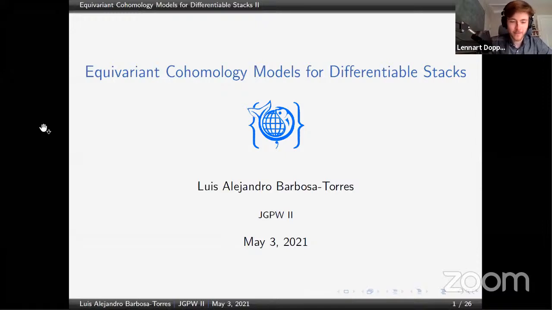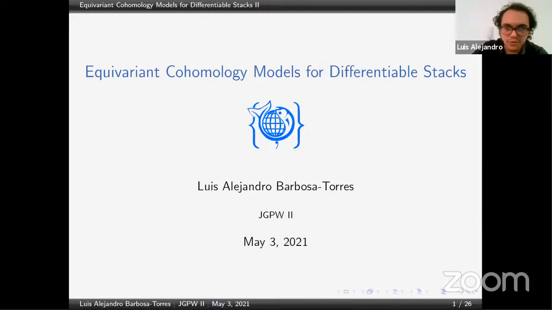spent organizing this. But now, without further ado, just to stick to the schedule, I'm happy to introduce Luis Alejandro Barbosa Torres from the University of Sao Paulo, and he will talk about equivariant cohomology models for differentiable stacks. Please go ahead. Thank you so much.